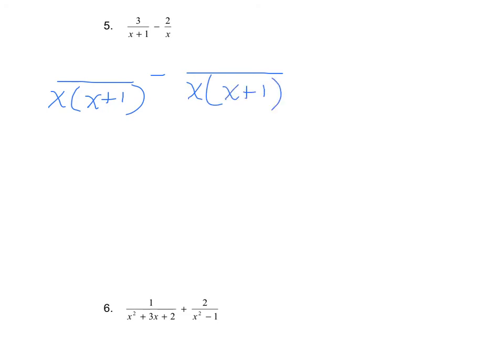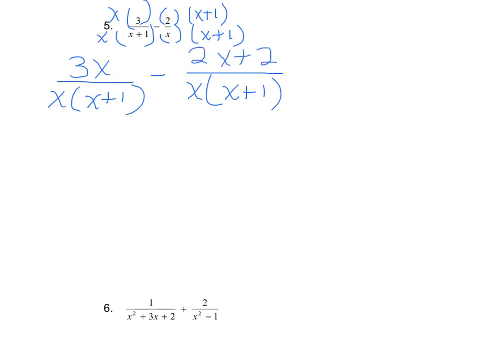Okay, so what did I multiply the first denominator by to make it look like the new one? Yes, I multiplied it by an x. So whatever I did at the bottom, I have to do to the top. So 3 times x is 3x. And what did I multiply the second denominator by to make it look like a common denominator? You're correct. I multiplied it by x plus 1. So I'm going to multiply the top by x plus 1, and I'll end up with 2x plus 2. I have a common denominator, so I'm going to bring it over.